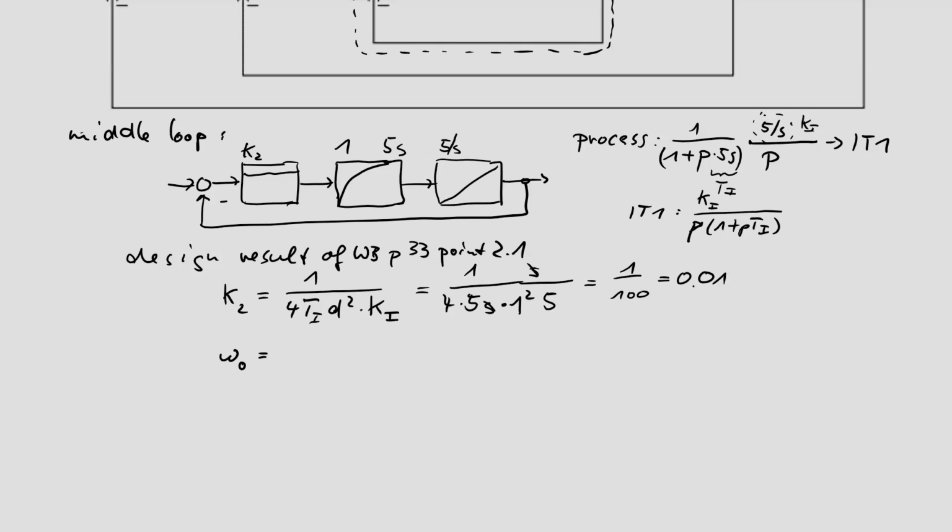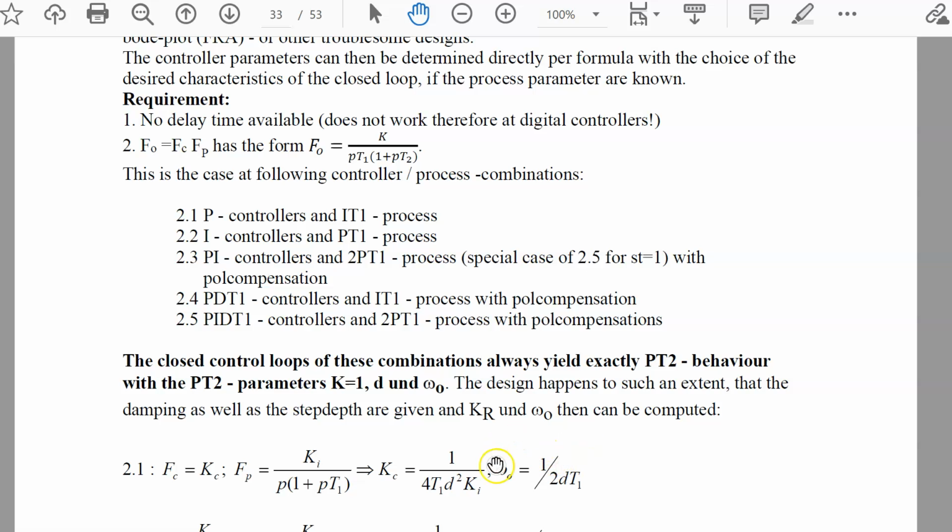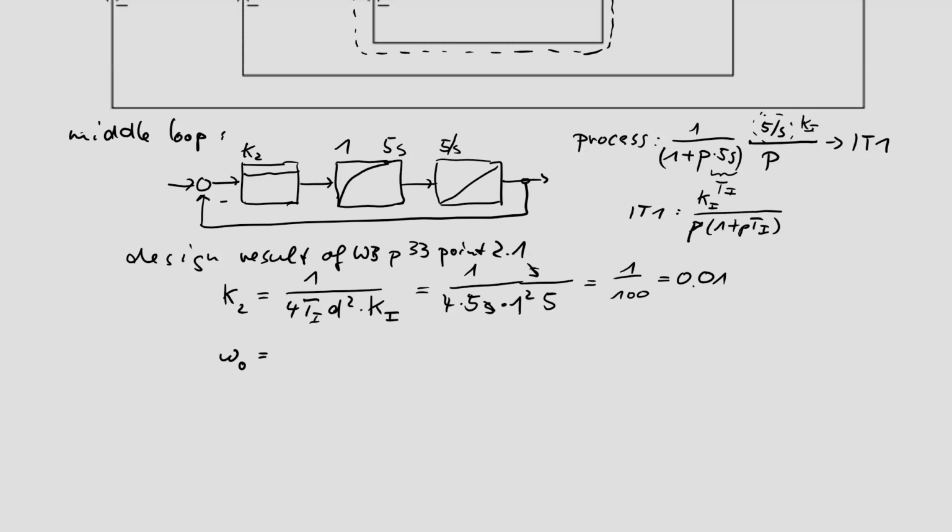K2 is then designed, and in the task also the natural radian frequency of the closed loop PT2 behavior is asked, because we need it for the external loop. We look into our solution. You see, it can be easily calculated by this equation. Omega naught is 1 divided by 2 D T1, here our TI. This is 1 divided by 2 times D times TI, which is 5 seconds. So we have 0.1 per second for the omega naught value.